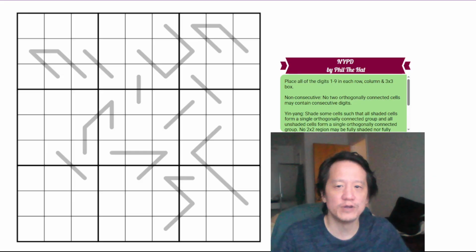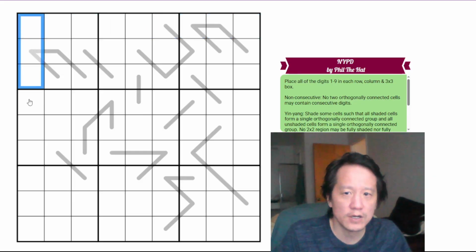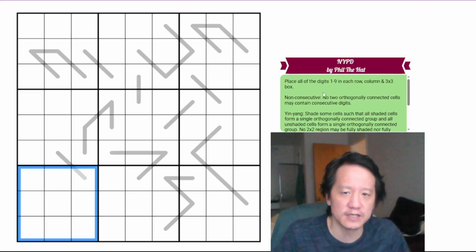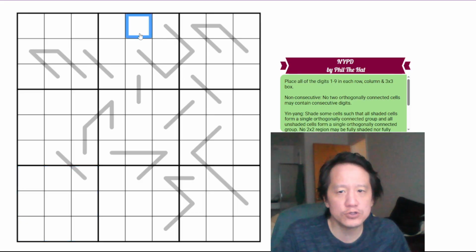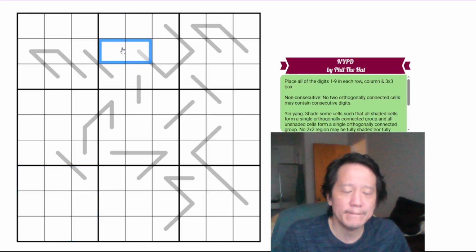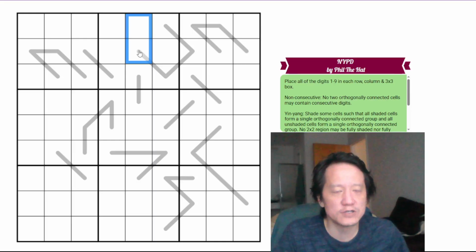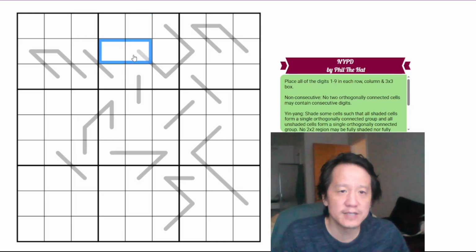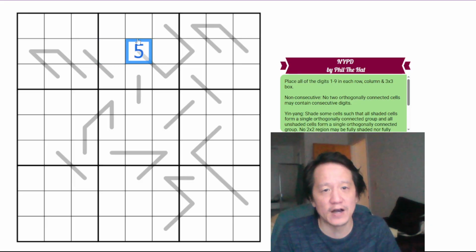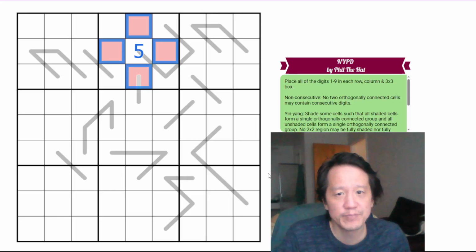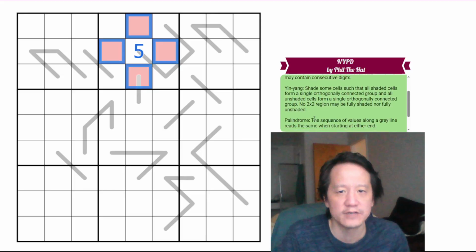Place all of the digits 1 through 9 in each row, column, and 3 by 3 box, so normal Sudoku rules. We also have non-consecutive rules where no two orthogonally connected cells may contain consecutive digits. That means that basically no two cells that share an edge can be consecutive. So if this were, say, a 5, these digits that share an edge with it cannot be 4 or 6. And that's an example of how non-consecutive works.